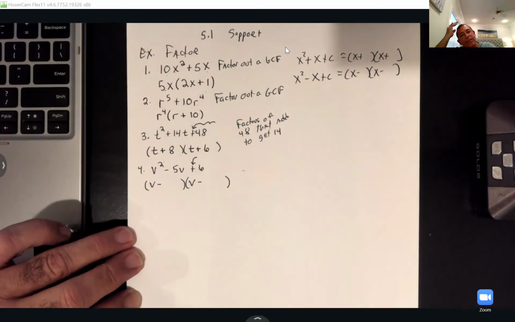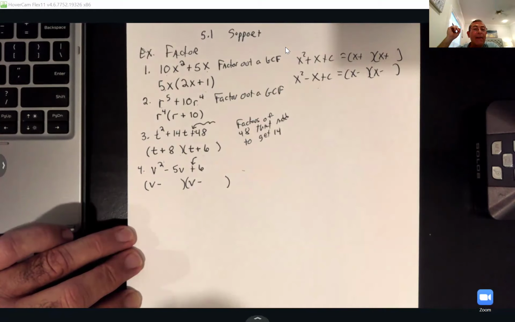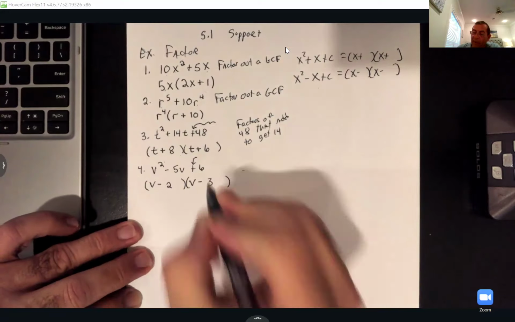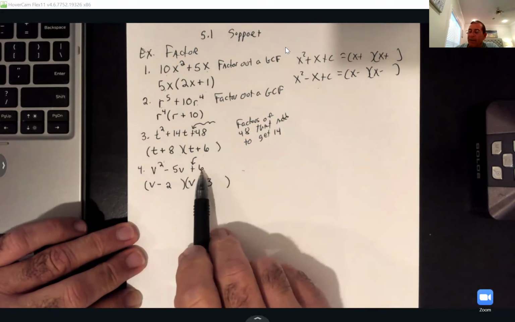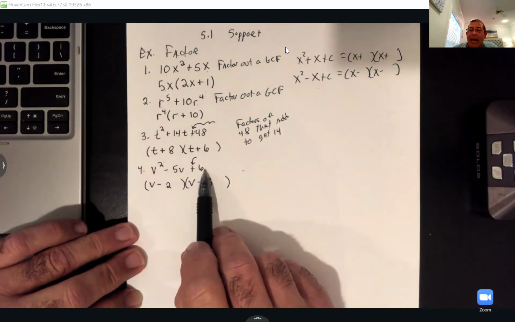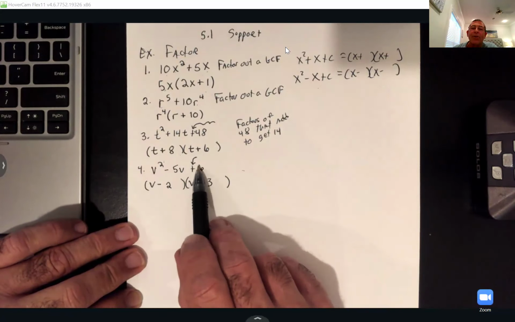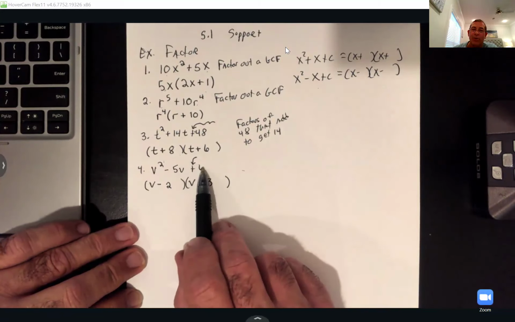All right, what factors of 6 equal 5? And good job, that'll be 2 and 3. Now, 6 times 1 will subtract to get 5, but we needed the two factors of 6 that added to get 5, so that'd be 2 and 3.